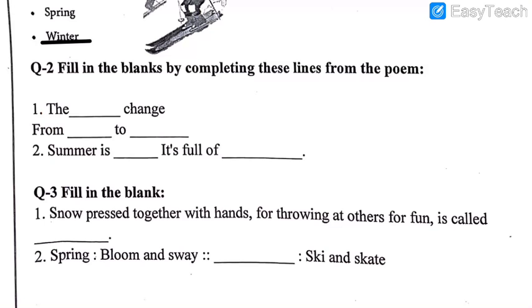Number 1. The dash change from dash to dash. The dash change from dash to dash. So these are the blanks basically from the poem lines. These blanks are taken from the poem lines. So you have to remember the poem lines, only then will you be able to answer this. Anyways, to solve the first blanks, your time starts now.